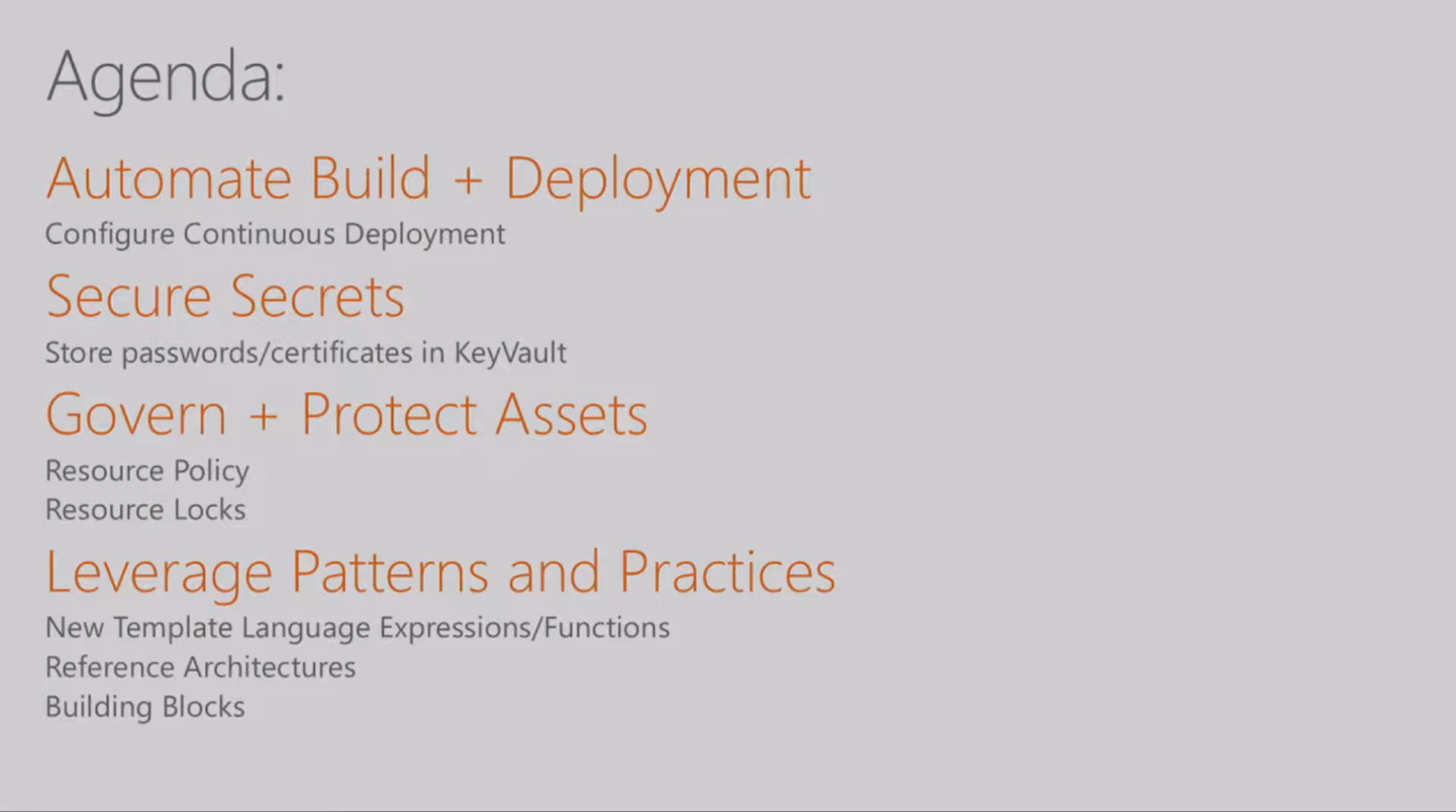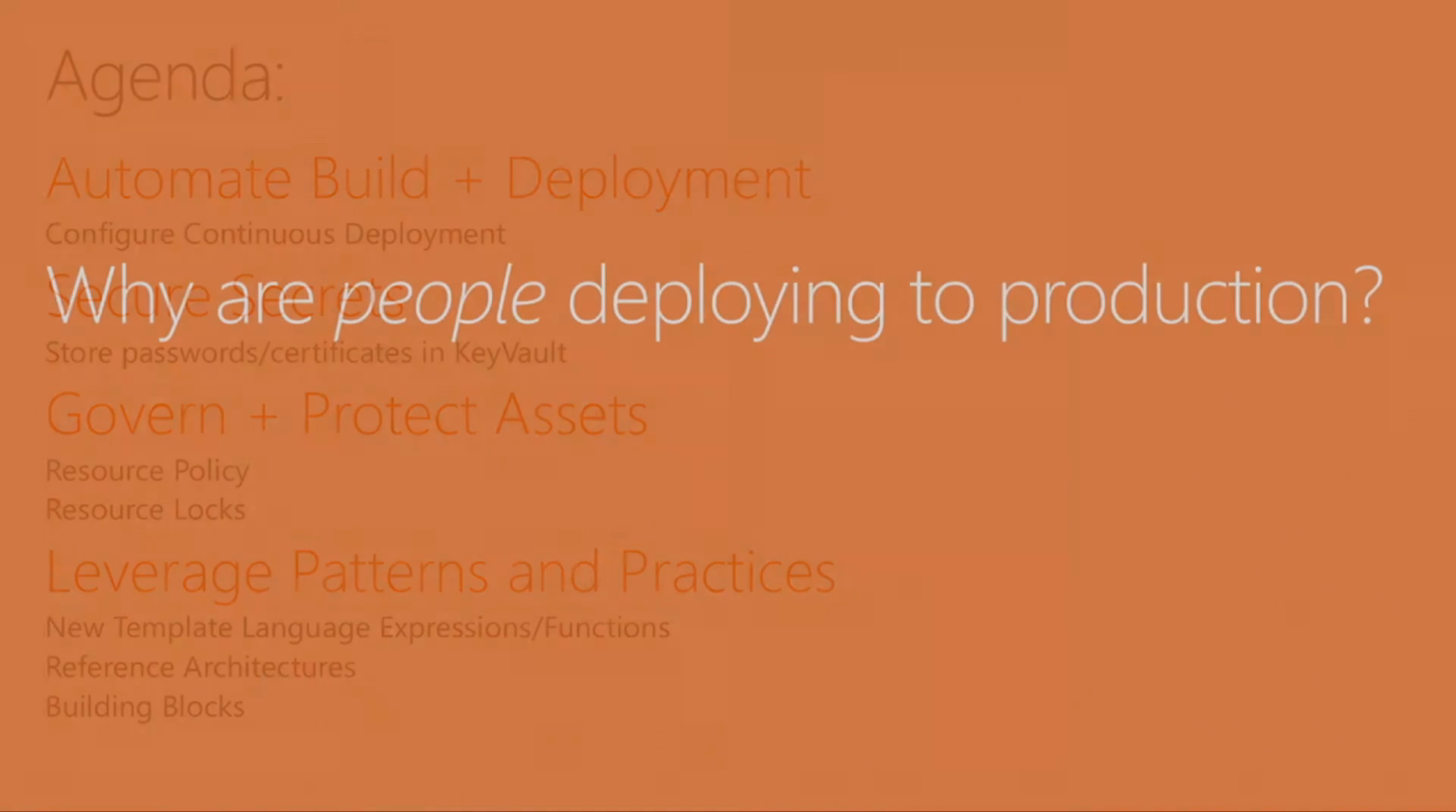Haven't lived that before. The next thing is we'll talk about how to govern and protect your assets by using resource policies as well as resource locks. And then we'll wrap up by talking about how to leverage best patterns and practices. We'll cover some of the new template language expressions or functions that we've added since we chatted last year at Ignite. And then we'll have my friend Telmo come up. He works in Azure CAT, the Patterns and Practices team, and he'll walk us through some of the reference architectures and building blocks that they've created to help you build complex application topologies. So sound good? Cool, let's get started.